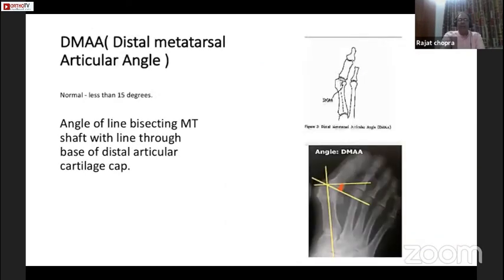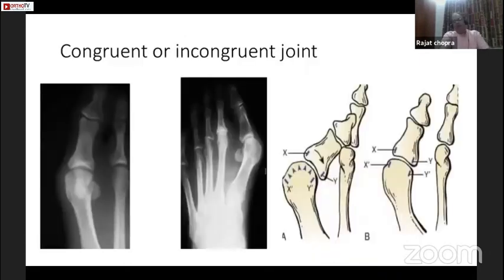And the third angle is DMAA, which is the distal metatarsal articular angle. It is not that important in adults, but when you are dealing with a juvenile, you would definitely like to correct that also. And now coming to the meaning of congruency and incongruency of the joint.